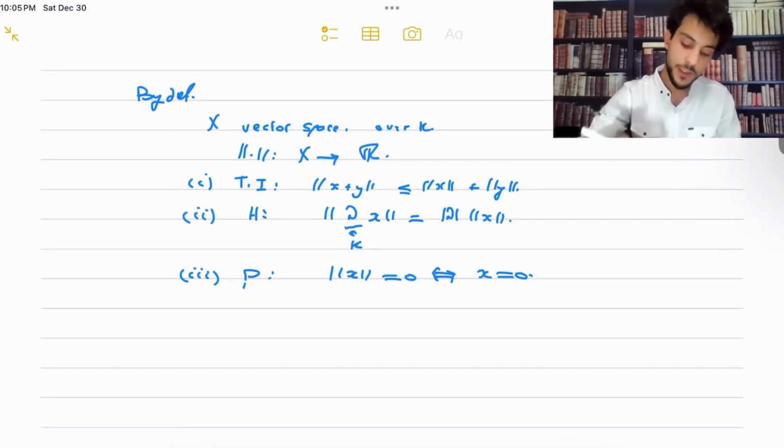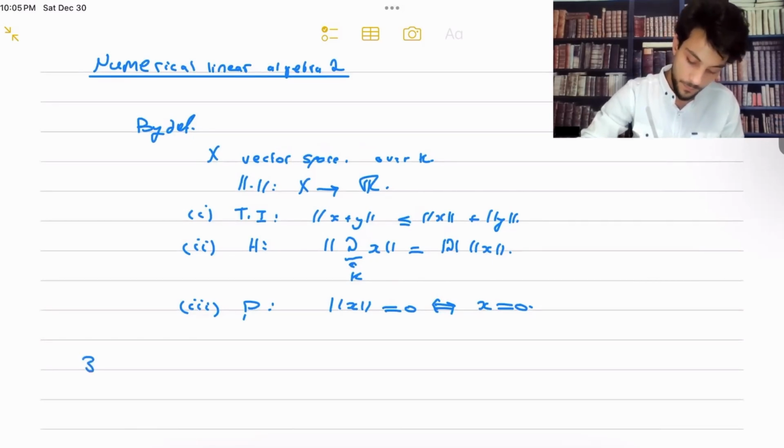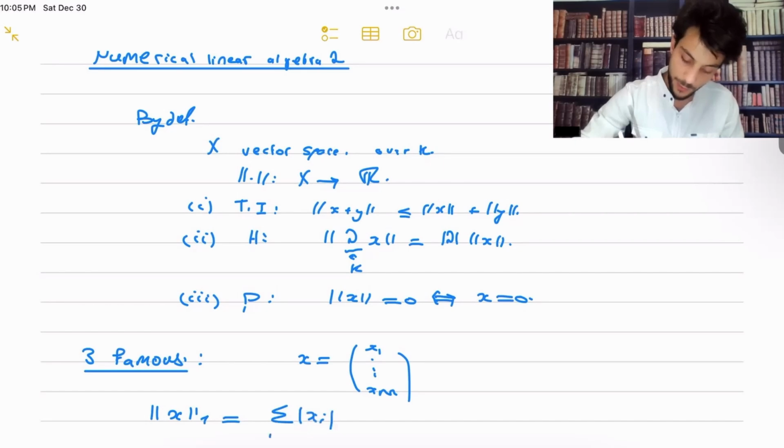However, we want to try to extend this to a matrix. But before we do that, let's recall that there are three famous vector norms, or three vital vector norms. The first one is the so-called one norm. If we have an x, say x is a vector written as x1 through xm, then the one norm of x is just the sum of the entries in absolute value.